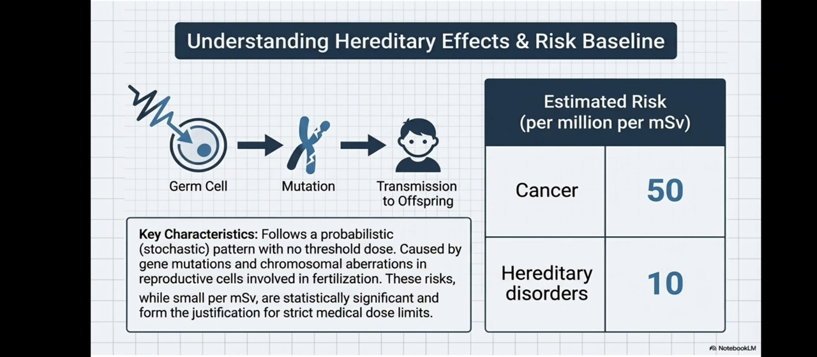Unlike deterministic effect, hereditary effect follows a probabilistic pattern. The stochastic nature of hereditary effects means they belong to the category of stochastic effect. Characteristics: no threshold dose, even a small dose may carry some risk. The probability increases with dose, but severity does not depend on dose.